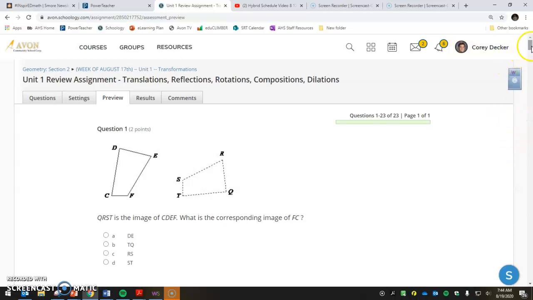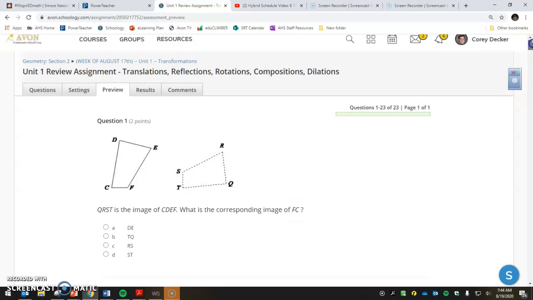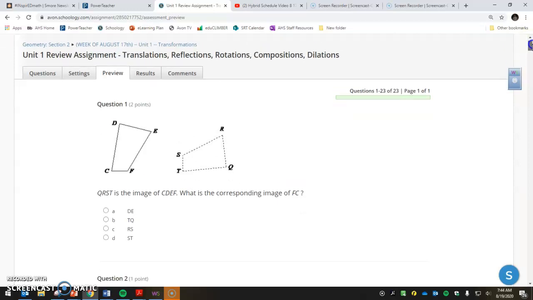Alright, this first video for this Unit 1 review covers questions 1 through 7. So we're just going to dive right into it. Here are how the solutions are worked out.